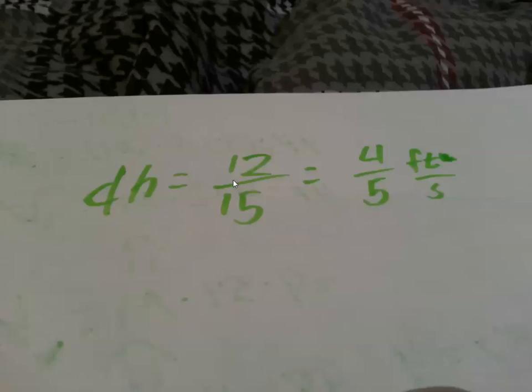So the derivative equals 12 over 15, or otherwise known as 4 fifths of a foot every second, and it's only a foot because it is a one-dimensional measure of just one direction going up. So it's the measure of how fast the water level is rising, and so you just have the feet per number of seconds. So that is the end of the problem.